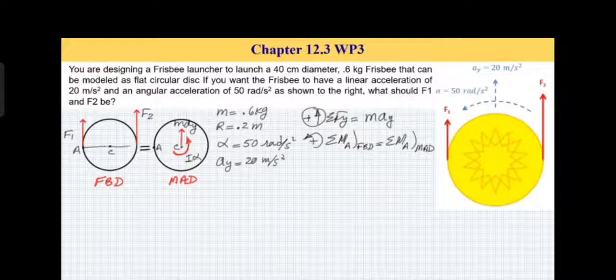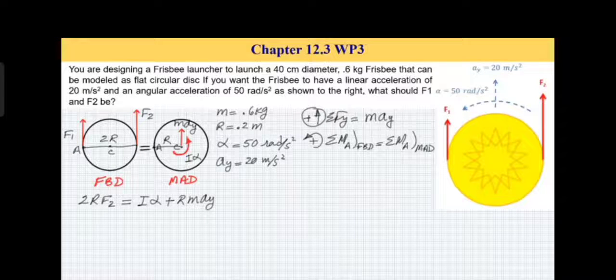Force 2 is the only force that has moment about point A. Using the moment equation, we have 2r times force 2 for the left side, equals the moment of everything about the same point A, which is I alpha, which is already a rotational load, plus the moment of m a_y, and this distance is r times m a_y. With this approach we have one unknown.